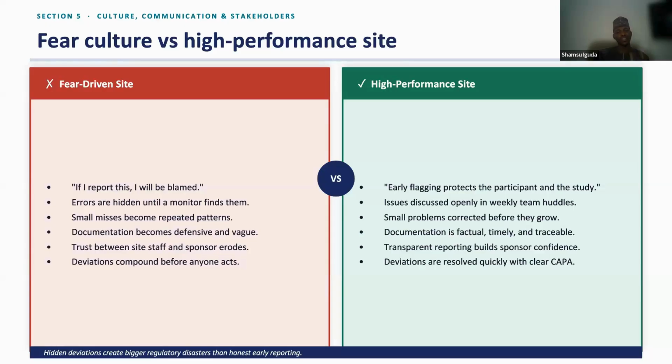The question many managers ask at this point is, how do I create a high-performance culture like this? The honest answer is that it starts from the top. If a PI responds to a reported deviation with curiosity and a problem-solving mind instead of blame, the team will learn that reporting is safe. They will report deviations, unlike the fear-driven site. So we can move to the next slides.